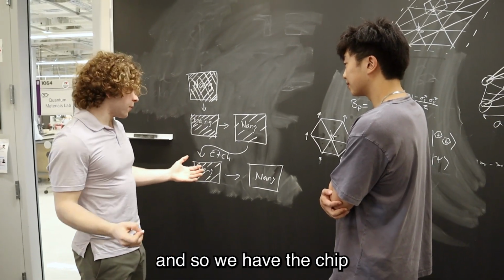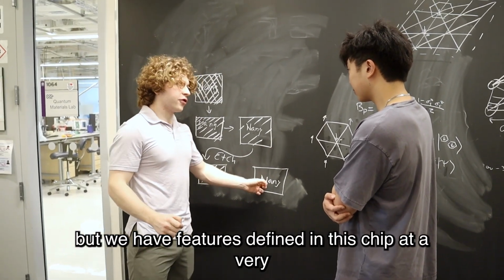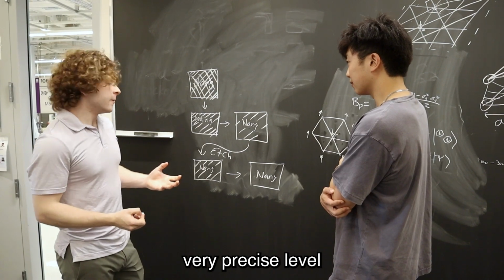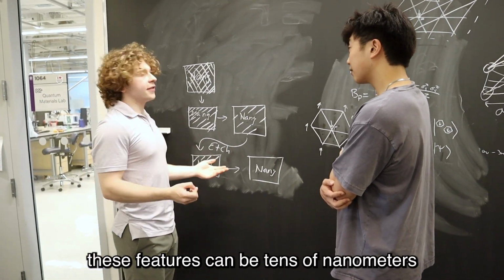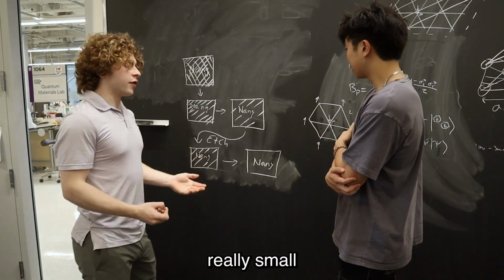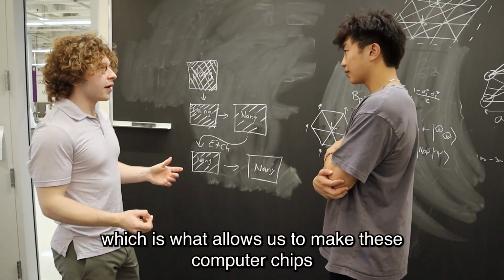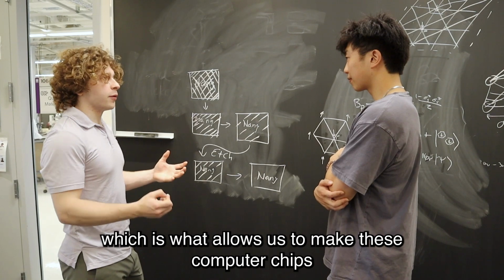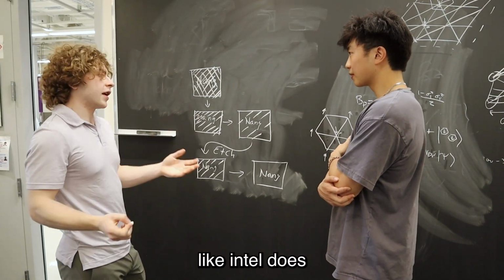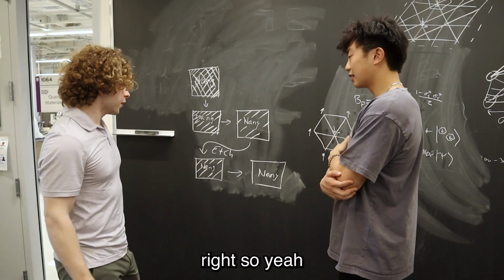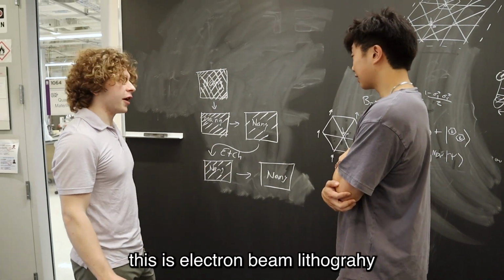And so we have the chip, but we have features defined in this chip at a very, very precise level. These features can be tens of nanometers. Wow. So they're really, really small, and you can define very, very thin features, which is what allows us to make these computer chips with billions and billions of transistors, like Intel does, right? So yeah, this is electron beam lithography.